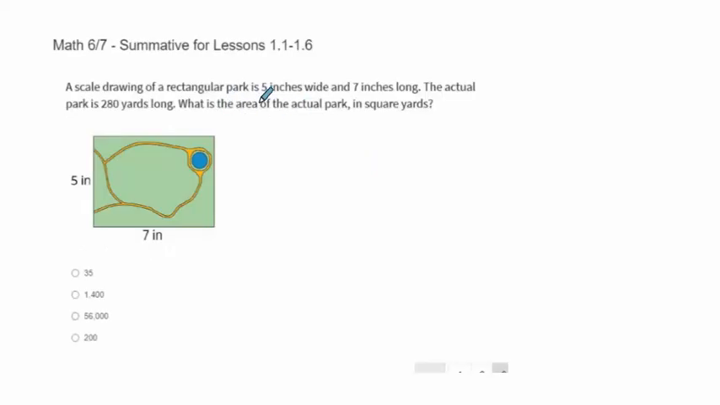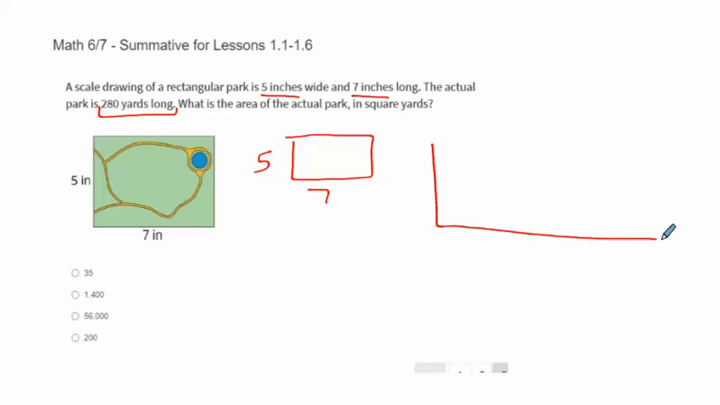All right, the scale drawing has a park. It's 5 inches by 7 inches. The actual area is 280. So what is the area of the actual park? All right, let's look at that. So I'm going to draw a picture because pictures always help me. Right now it says that it's 5 by 7, but it says the actual park is 280 yards long. So the actual one is going to be 280.